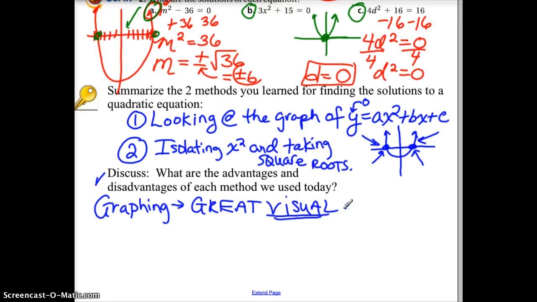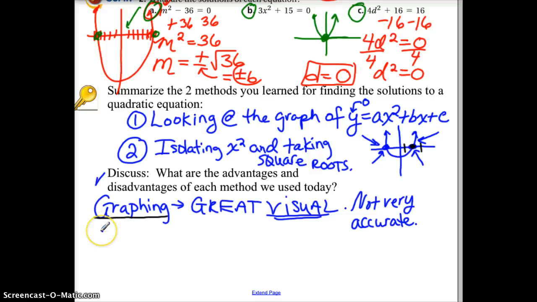The problem with it is it's really not very accurate if that parabola doesn't hit at a nice spot. You might wonder what I mean by that. Had this been between 1 and 2, you really don't know yet whether that's at like 1.4 or maybe it's 1.43 or 1.61. If it doesn't have a direct hit at a whole number, graphing fails you because it's really hard to guess at where that is. And so let's take a look at our other one.